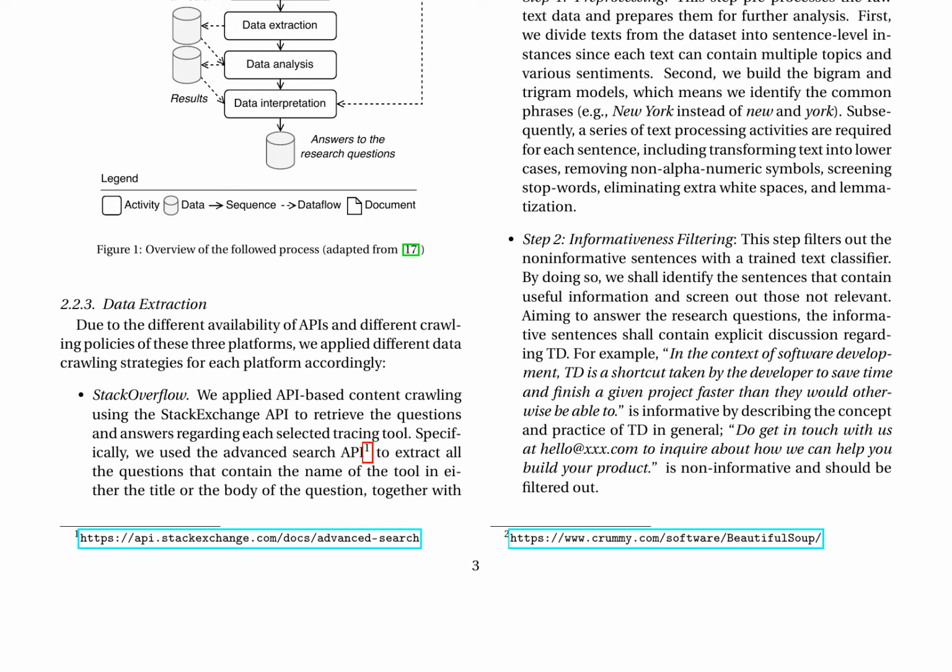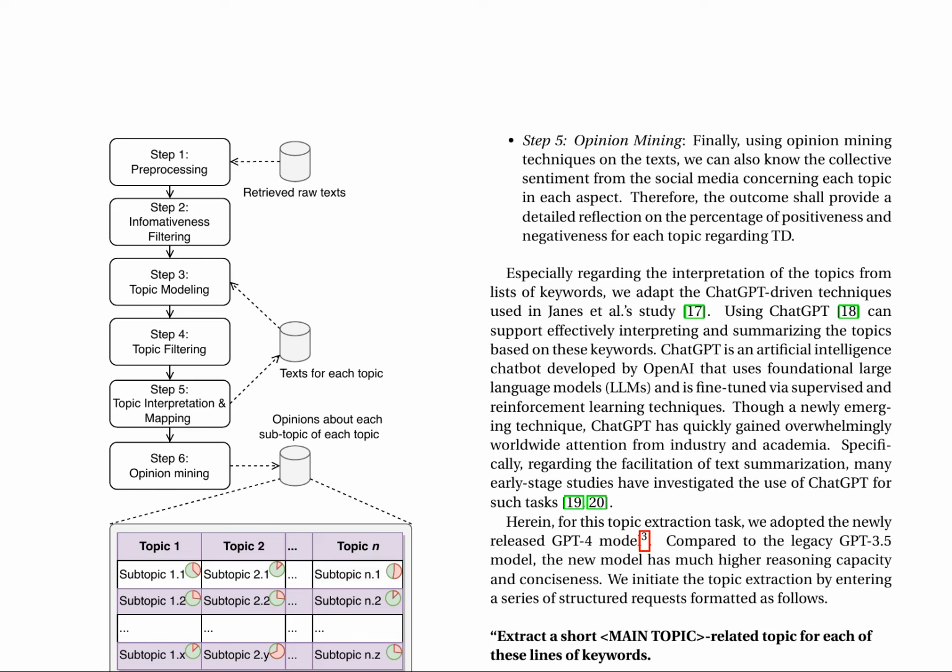Preprocessing involves dividing texts into sentence-level instances, building bigram and trigram models, and performing text processing activities such as lemmatization. Informativeness filtering uses a trained text classifier to identify sentences containing useful information about TD. Topic modeling detects main topics using techniques like Gibbs sampling Dirichlet multinomial mixture, GSDMM, or traditional latent Dirichlet allocation, LDA. Topic filtering maps each sentence to its corresponding topic, and opinion mining extracts collective sentiment regarding each topic.